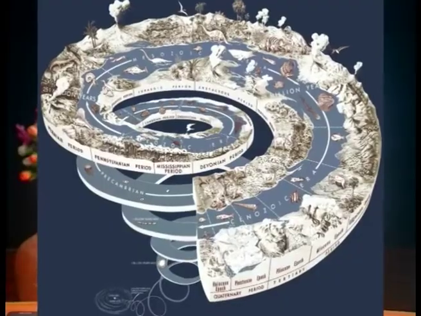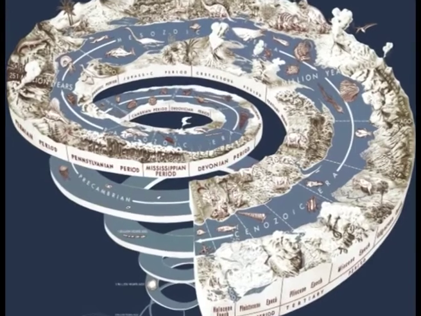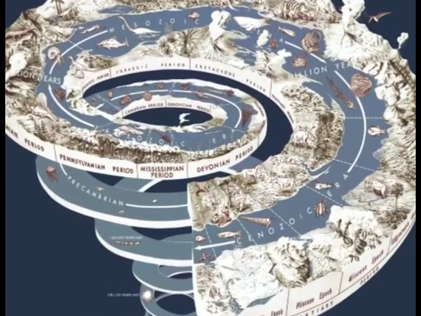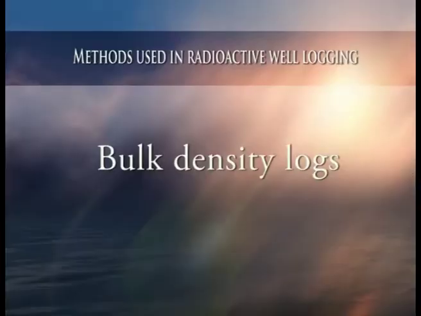Number 3, the formation neutron cross section tool, which measures the neutron absorption cross section in both the borehole and the formation outside the borehole. And number 4, the mineral or elemental analysis logs, which measures parameters from which the chemical and mineral composition can be inferred. Coming to the bulk density logs.